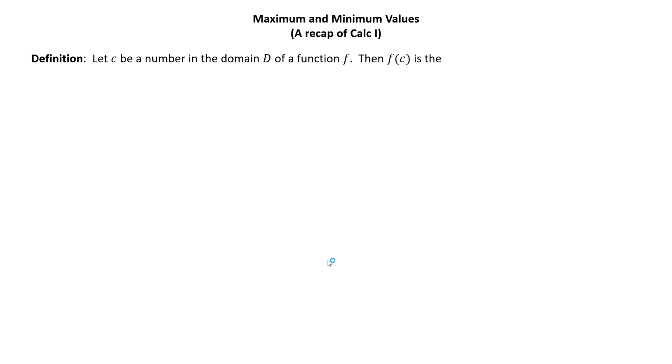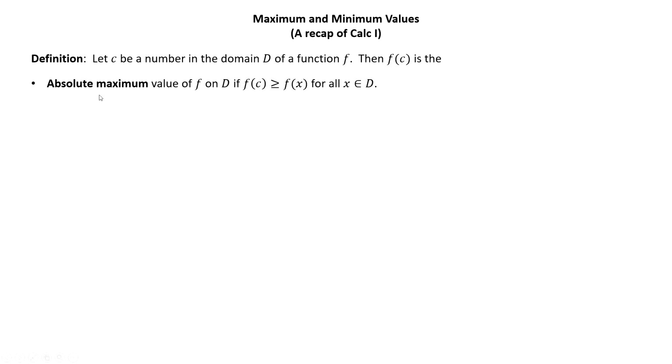Let c be a number in the domain D of a function f, then f of c is the absolute maximum value of f on D if f of c is greater than or equal to f of x for all x in D. It might look complicated when you take a first glance at it, but in fact, it's fairly straightforward. You have to have a number c, and that c should be in the domain of the function. If that is the case, we could call the y value at that particular c, f of c, the absolute maximum. Under what conditions?